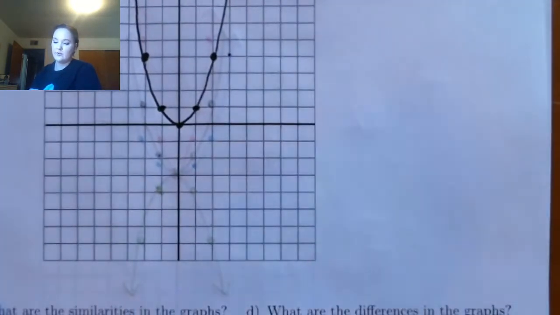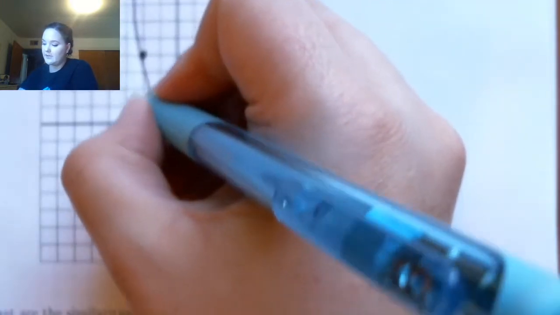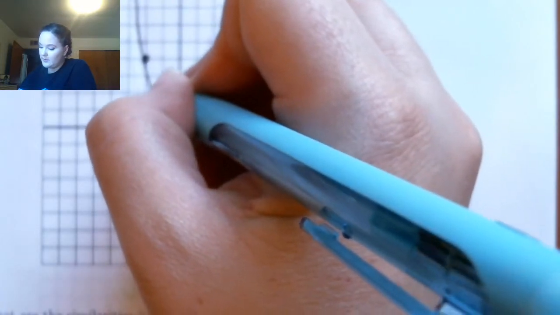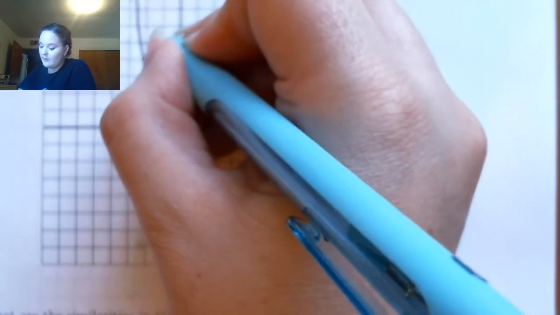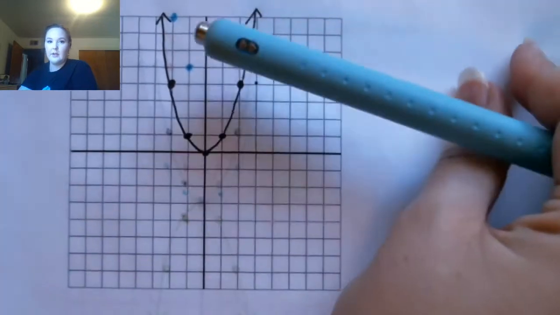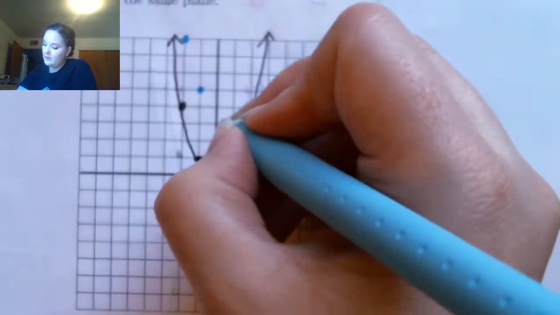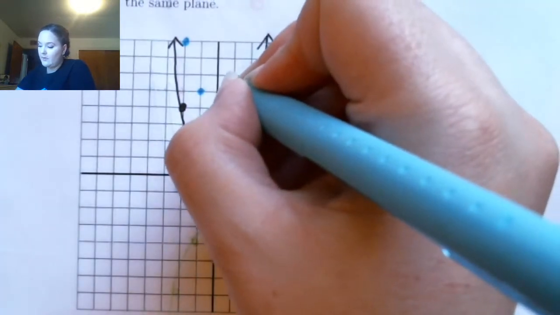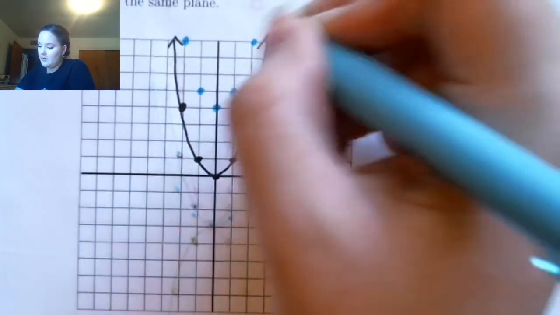All right, so then for the next one, we're going to graph these points. So we'll have -2, 8. Then I'll have -1, 5. 0, 4. 1, 5, and 2, 8.